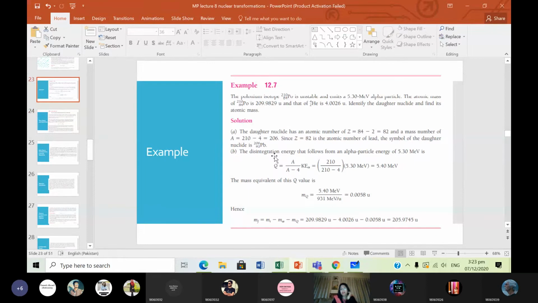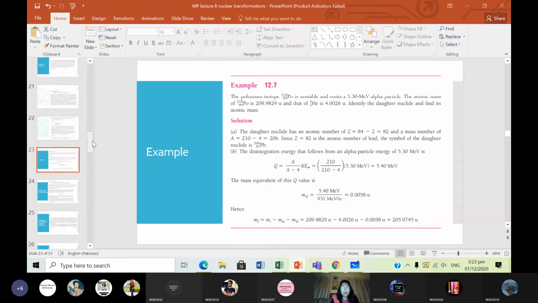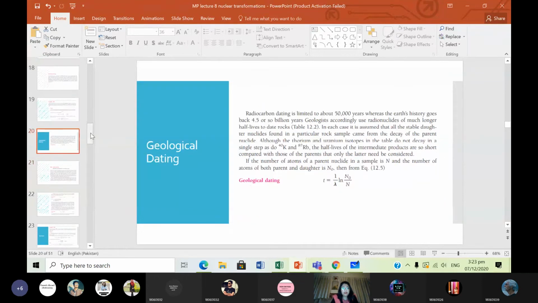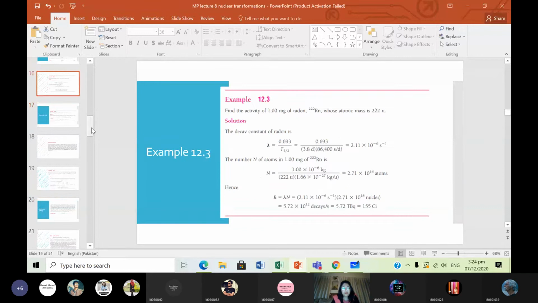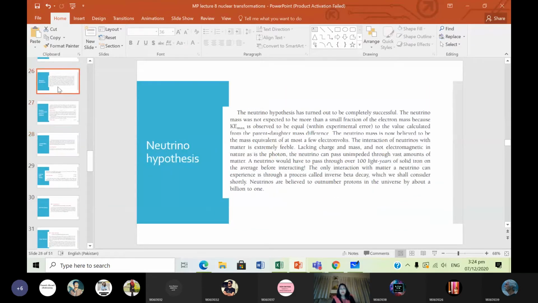Is there any question up till here? No question? Then we will continue with beta decay. We've done alpha decay and an example related to that. We did radiocarbon dating, geological dating, and examples related to the half-life and other things. So now let's do beta decay.